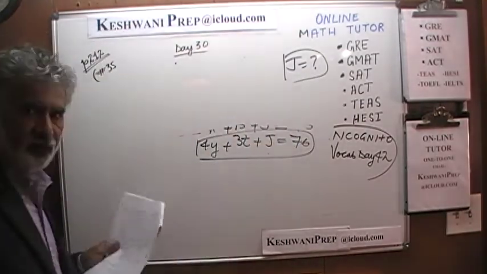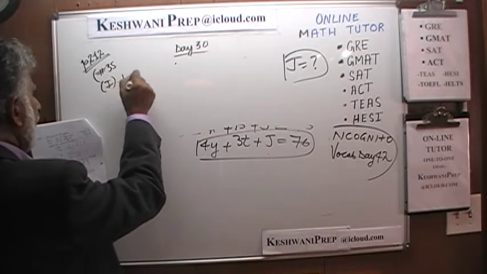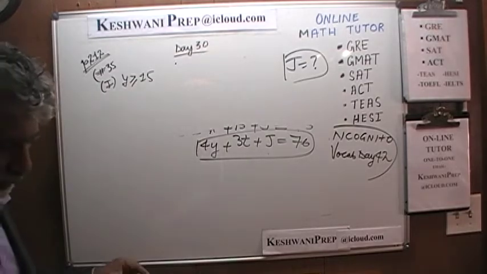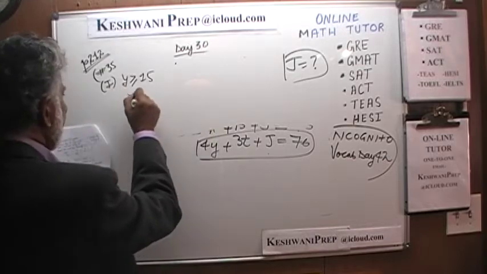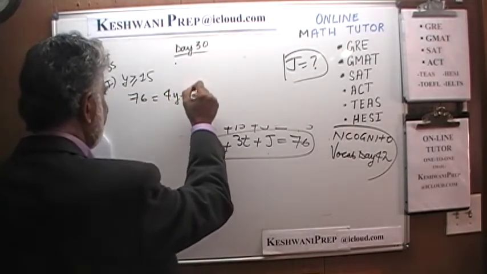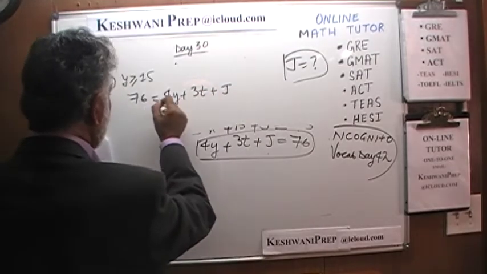Let's see what they tell us in statement 1. Statement 1 tells us that y is greater than or equal to 15. Let's see what we can do. We're going to rewrite this equation here: 4y plus 3t plus j equals 76.